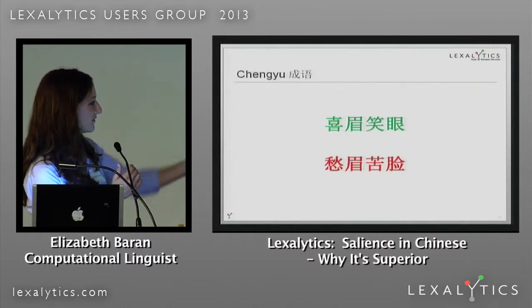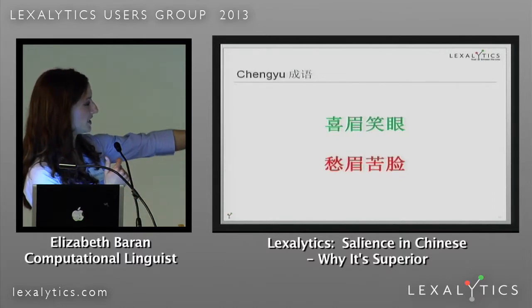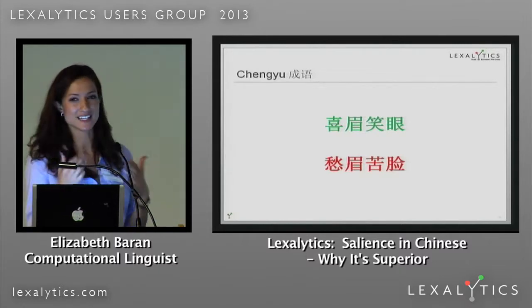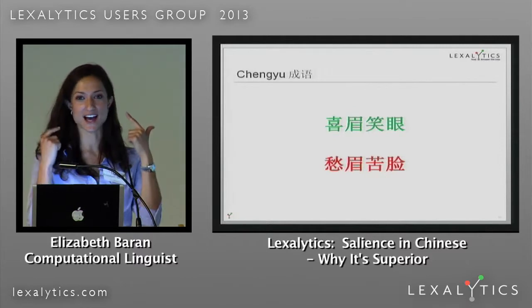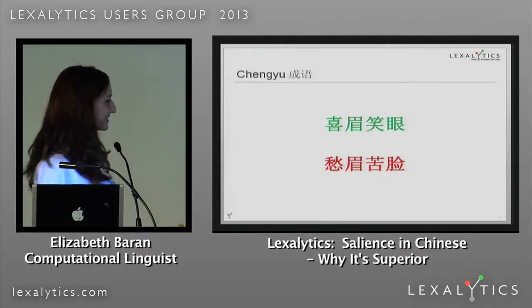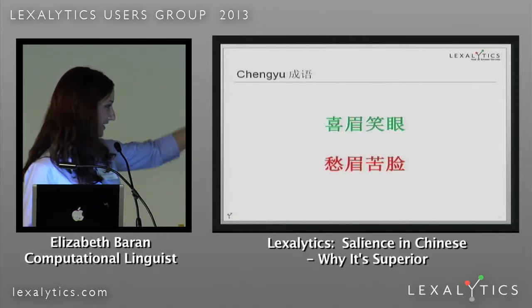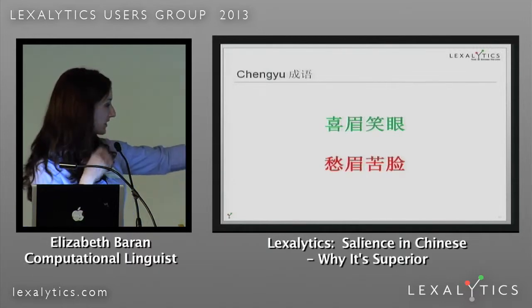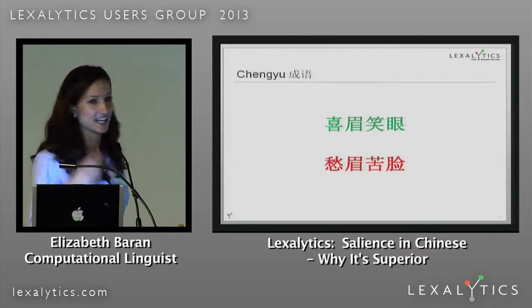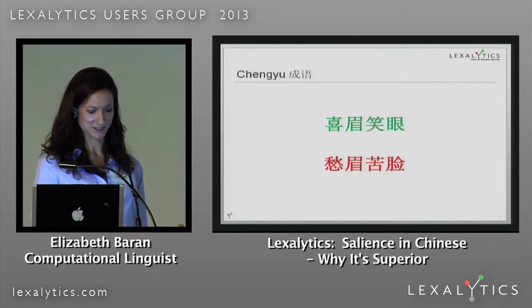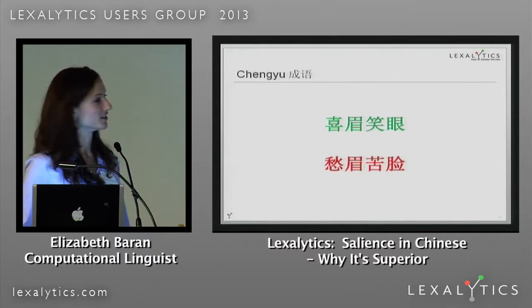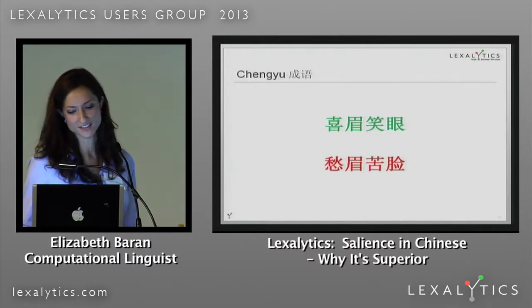So in this case, you have 喜眉笑颜. 喜 is kind of like happy, and then 眉 is like your brow. 笑 is like to smile, laugh, and then 眼 is eyes. So that's 喜眉笑颜. And then 愁眉苦脸. So it's kind of like the opposite. 愁 is like worry. 眉 again is brow. 苦 is like bitter. And 脸 is like your face. So it's kind of like, sad face. So this is just another facet of Chengyus. And there's so many different kinds.